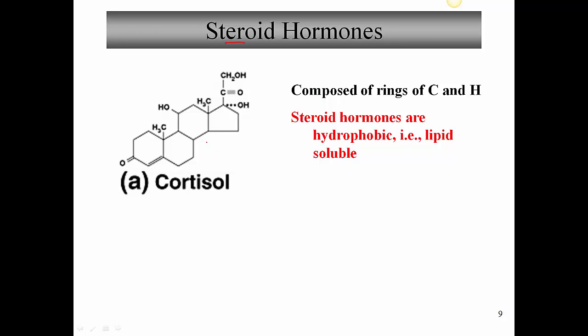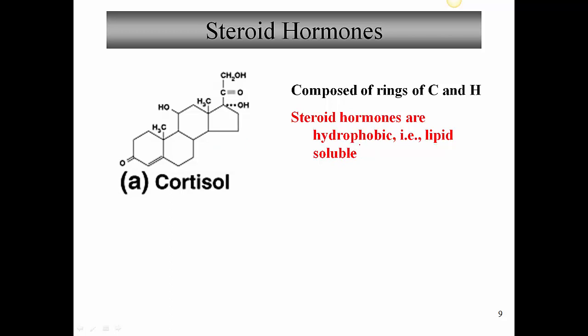Steroid hormones, as we said, are derived from cholesterol. This four-ring structure, as you remember from A&P 1, is a cholesterol nucleus. And depending on the things that we stick on here, which are called substituents, it will change the chemistry of the molecule. This particular molecule that we're looking at is cortisol. Now, steroid hormones are hydrophobic, as you would guess, since they're synthesized from cholesterol, which is a fat. So this makes them lipid soluble.